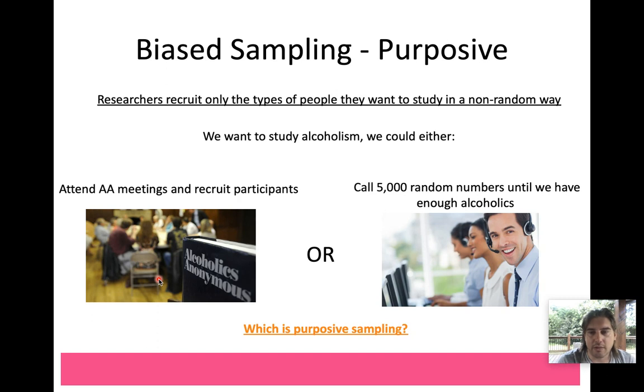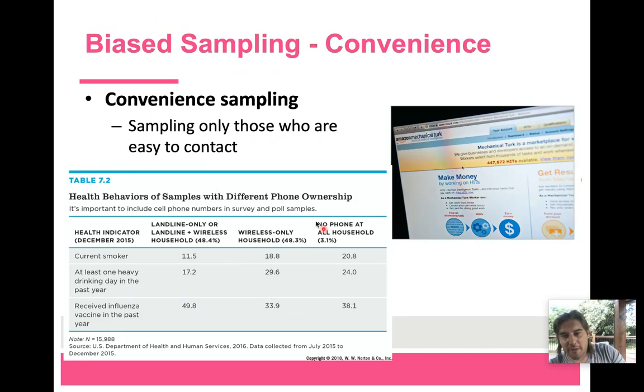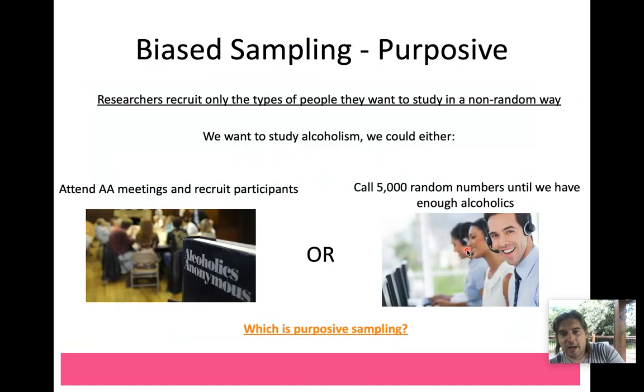to go to AA meetings, versus maybe we somehow get a data set with 5,000 phone numbers, and we call those phone numbers until we have enough alcoholics. Now, of course, we have the same problem we had back here with convenience sampling, right? But we can do things, right? We could make sure that we're calling an equal number of cell phones or landlines. We could try to mitigate those issues in a way to make the randomness at least a little bit better.